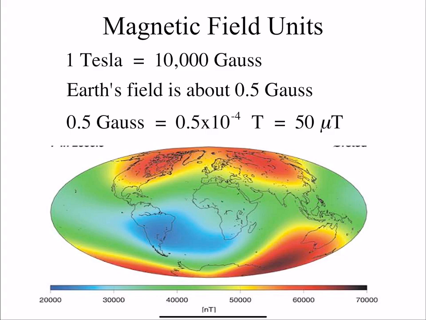When we talk about gradient fields, we will use Gauss because those fields are much weaker. So typically when we talk about the main field, we'll talk about Tesla. When we talk about gradient fields, we'll use Gauss. All right?